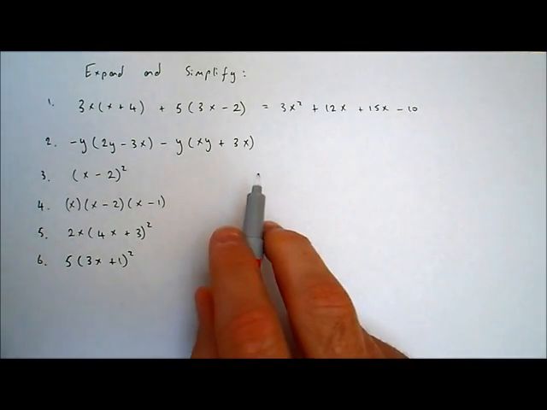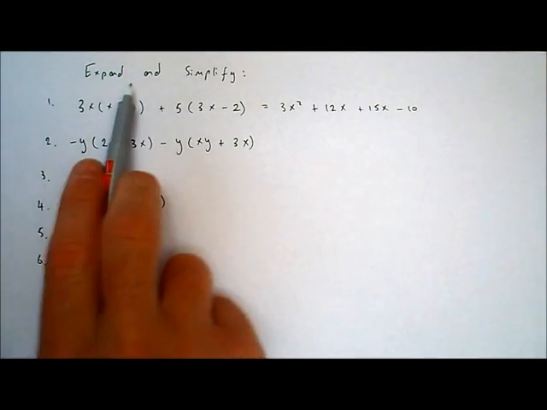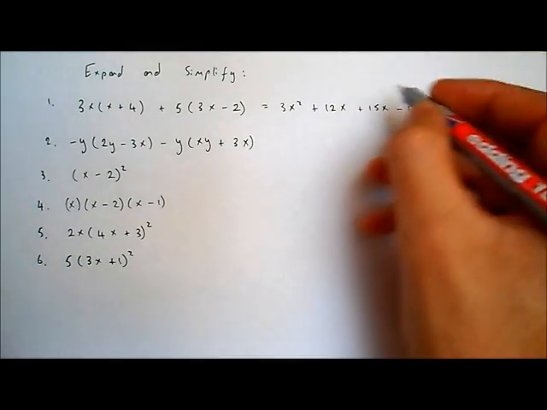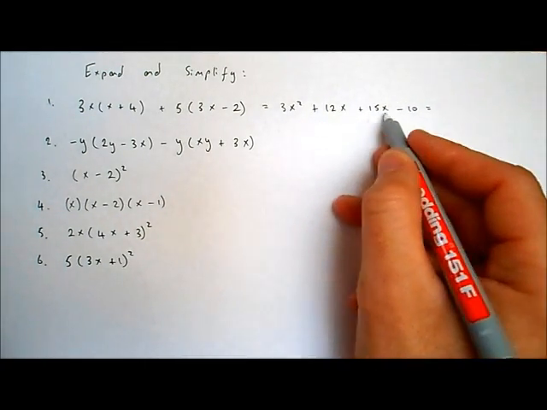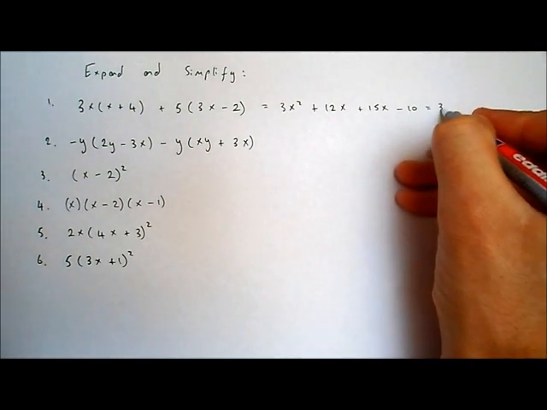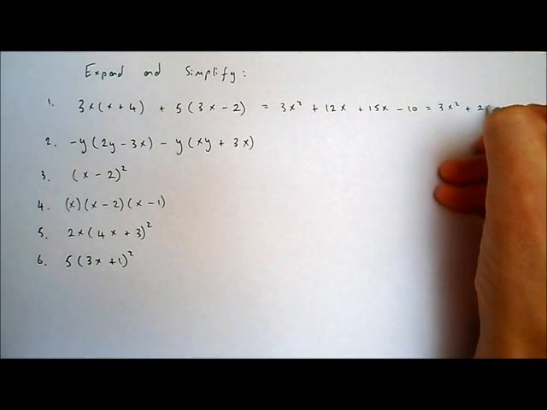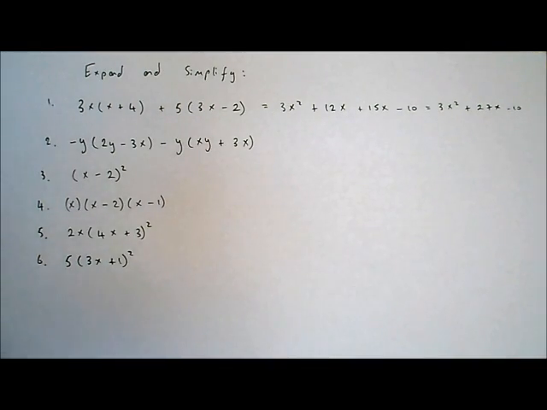And now look at it and see if we can simplify it. So it says expand and simplify. Expand just means to multiply it out, and simplify, add up like terms. So is there any like terms there? Well, I've got an x squared, I've got an x, I've got an x, so I can add up these 2 middle terms. So I'll end up with 3x squared, 12x and 15x is plus 27x, minus 10. So I'm only adding like terms.